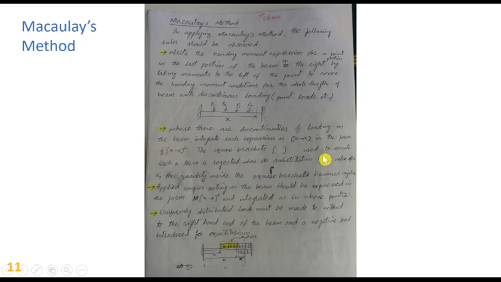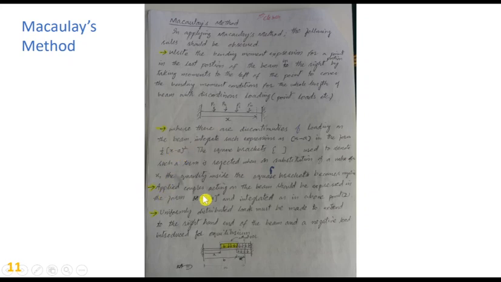The square brackets are used to denote such a term. Such a term is rejected when, on substitution of the value of x, the quantity inside the square bracket becomes negative or 0, so we will discard this. So when you put x less than a, this will be discarded.